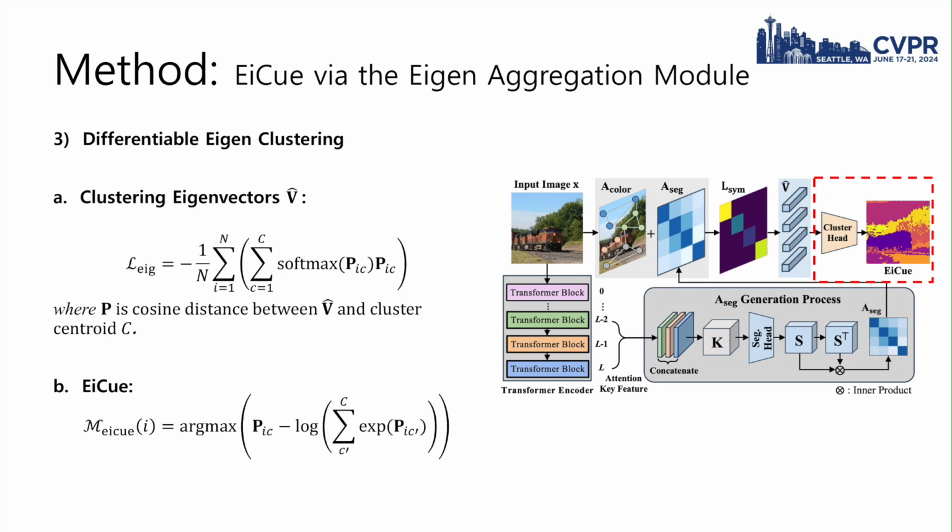To cluster eigenvectors, we optimize the cluster center with the following loss function. By minimizing this loss, we can obtain centers of clusters that enable more effective clustering. Once C is optimized, we obtain IQ by applying log softmax to the P, which is the cosine distance between eigenvectors and cluster centroid. This serves as a meaningful cue to stress semantic distinctions between different objects, thereby enhancing the discriminative power of the feature embeddings.